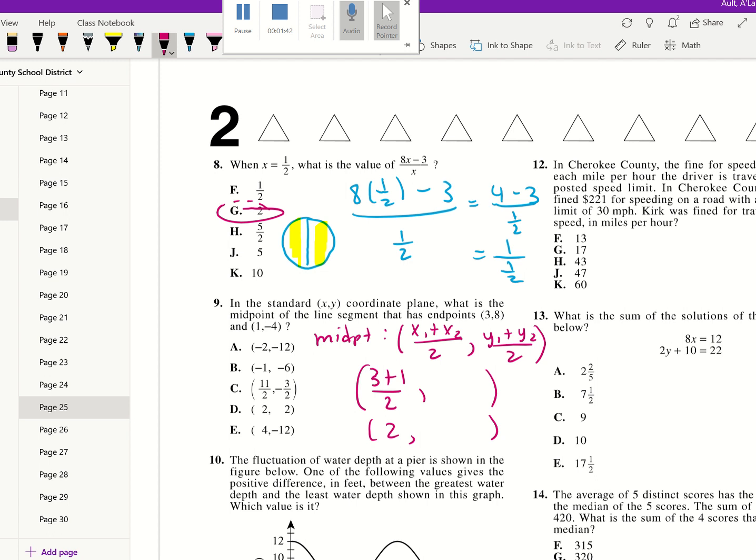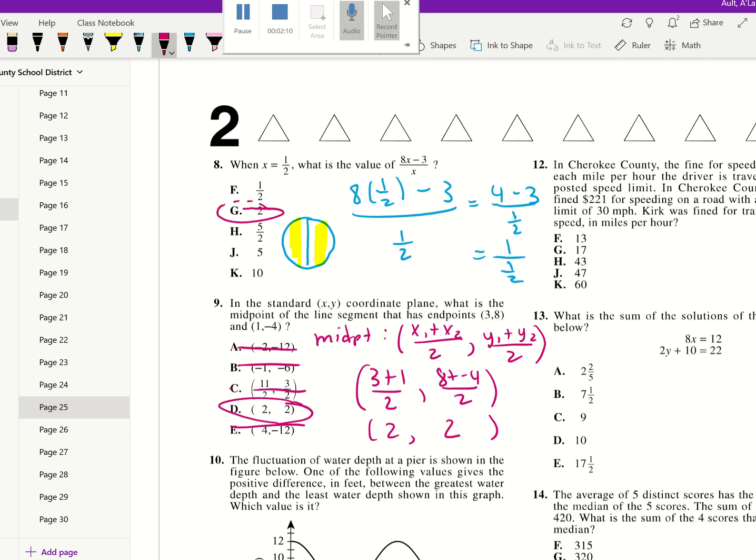And actually, if I were rushing through this test and worried about time, you might notice that only option D has 2 as the x coordinate. That would be enough data for me to be able to move on. But if for some reason I felt like I really wanted to finish the problem, I could do 8 plus -4 divided by 2. So I'm adding up the y coordinates and dividing by 2. I get 4 divided by 2, which again is 2 for the y coordinate.